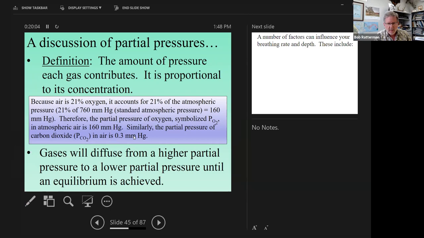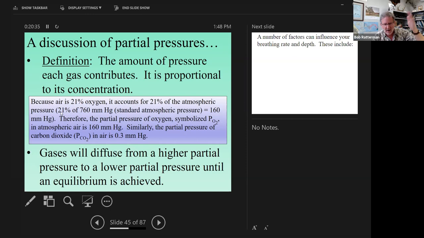Okay, so we are assuming some things. We're assuming standard atmospheric pressure, which can actually vary depending upon elevation and other factors, but we're just going to go with the standard atmospheric. And we know that this 21% O2 in the air is pretty much standard no matter where you go on Earth. Okay, except underwater, then all bets are off. But on the surface, in terrestrial ecosystems, 21% of the air is oxygen.